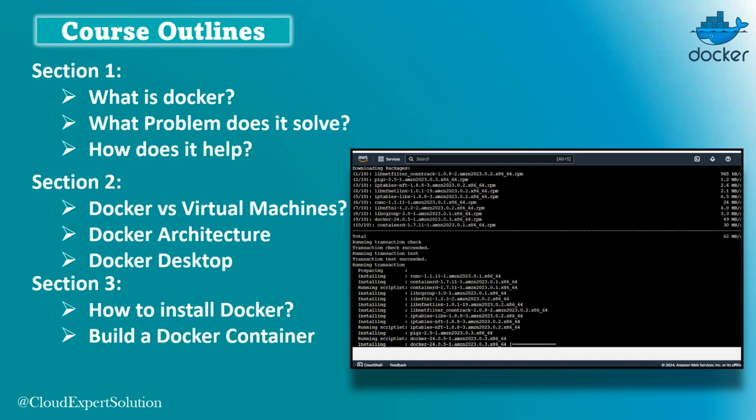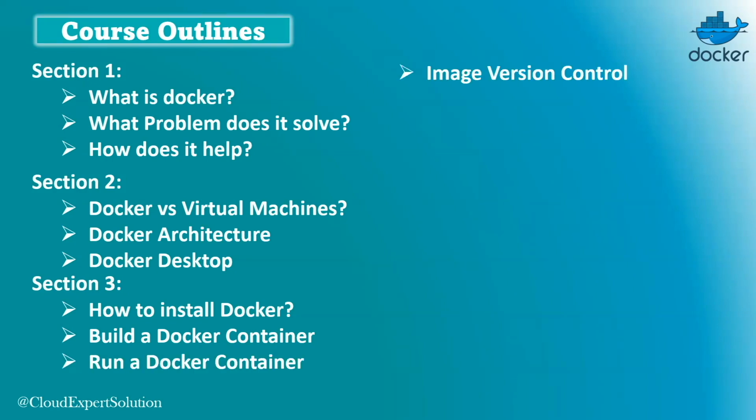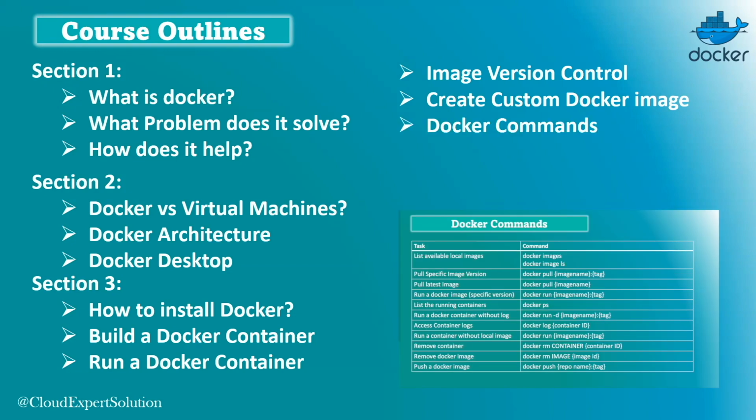Then we'll create a Docker container. Although we'll use Docker images from Docker Hub, we'll create a custom Docker container because most of the time in your organizational use case, you need to create a custom Docker container. That is why you are going to put more focus on creating a custom Docker container. Then we'll run the Docker container. After that, we'll talk about image version control. This is another very important aspect. We already talked about creating a custom Docker image. Then we are going to review the necessary Docker commands.